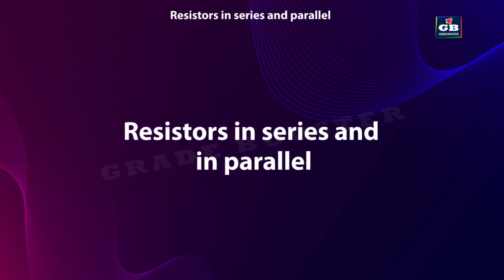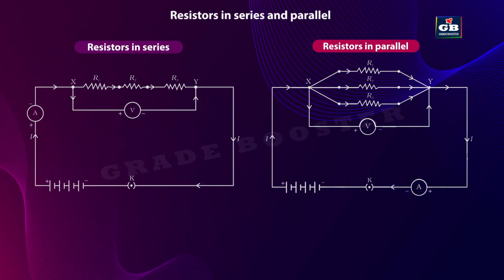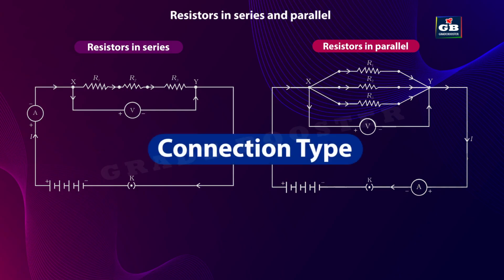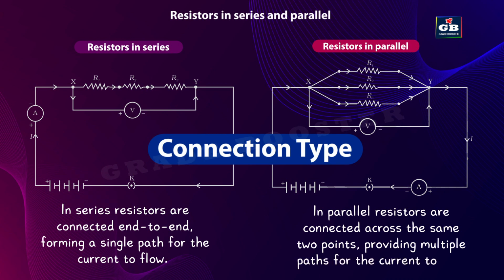Resistors in series and in parallel. In certain complex circuits, more than one resistor may be used. They may be arranged in series or in parallel combinations. Let us see the differences between resistors in series and in parallel. Connection type. In series, resistors are connected end to end, forming a single path for the current to flow. In parallel, resistors are connected across the same 2 points, providing multiple paths for the current to flow.